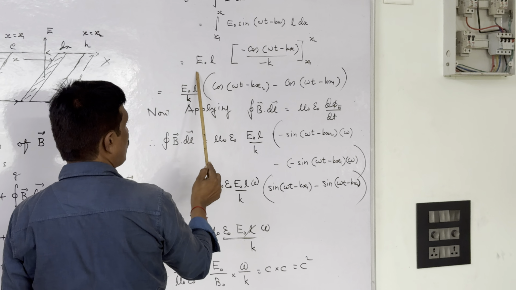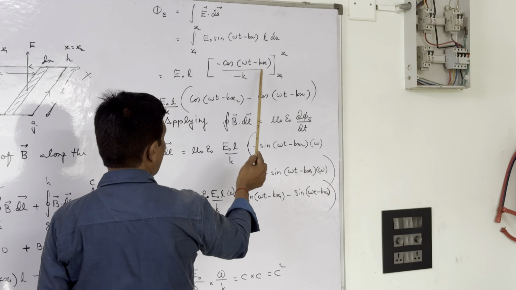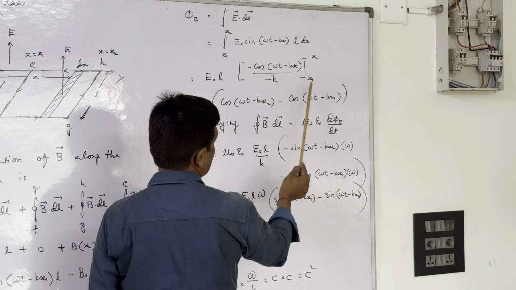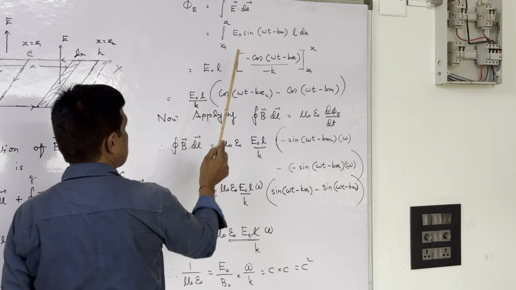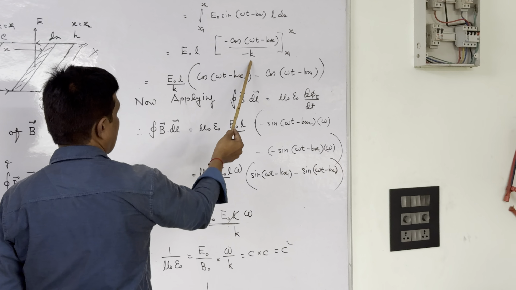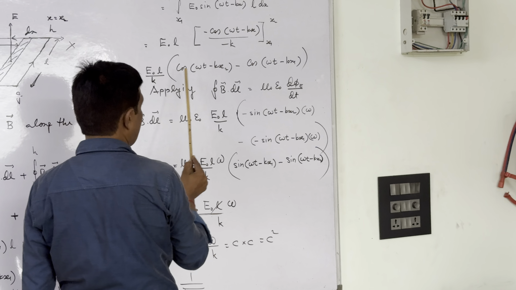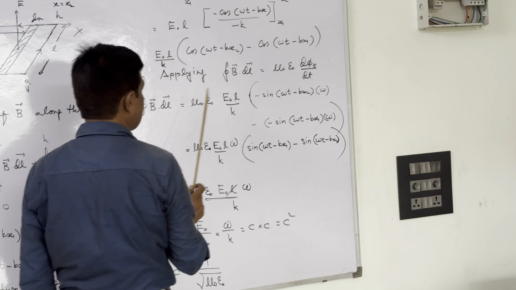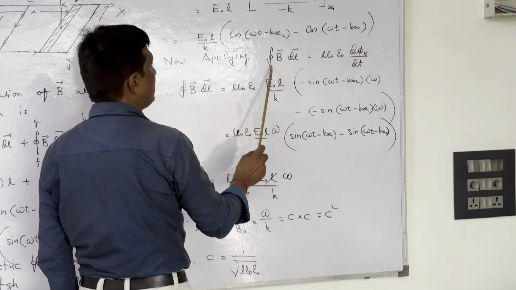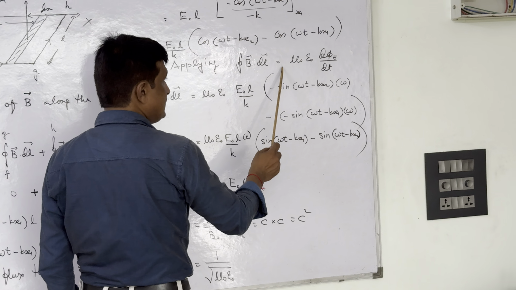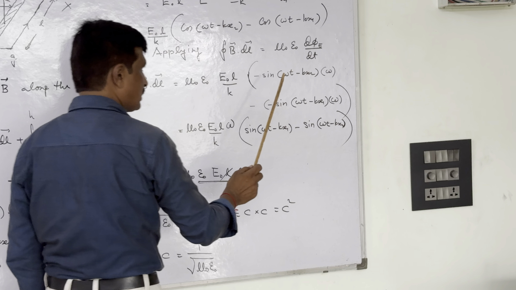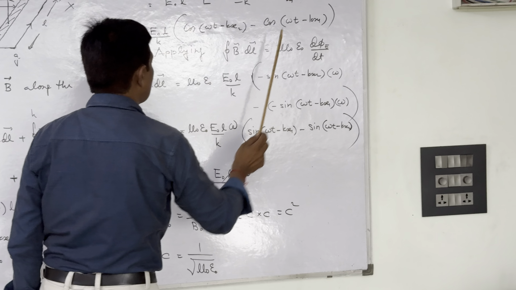Taking E naught L common, the integration of sin(omega t minus kx) is minus cos(omega t minus kx) by minus k, from x1 to x2. So E naught L by k, taking k common, we have cos(omega t minus k x2) minus cos(omega t minus k x1). Now applying the integral of B dot dl equal to mu naught epsilon naught d phi by dt, because there is no conduction current, so we will use the second term.